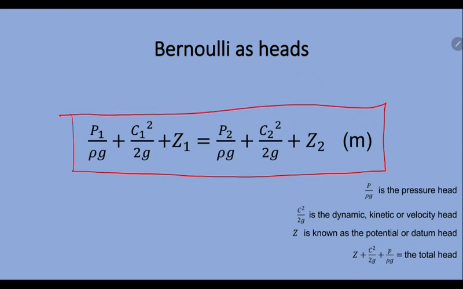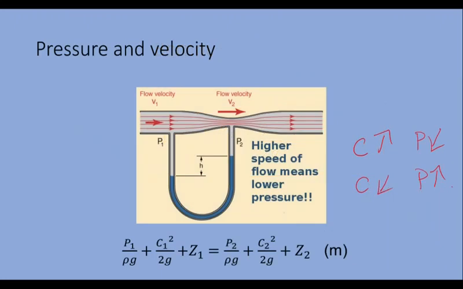So Bernoulli's equation as head is written in this way: P1 by rho g plus C1 square by 2g plus Z1 equals P2 by rho g plus C2 square by 2g plus Z2. Do you all remember I asked you a question about the relation between pressure and velocity? Quite a few of you told me that when the velocity is high, the pressure is high. Huh?